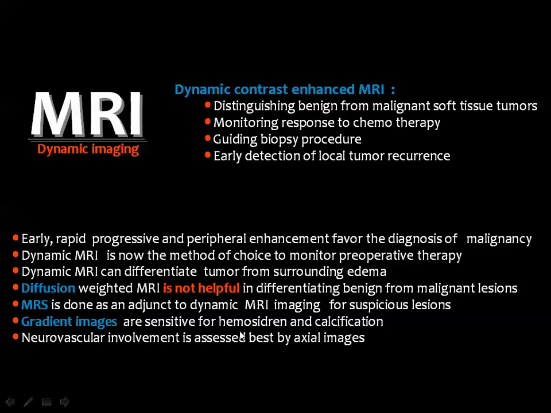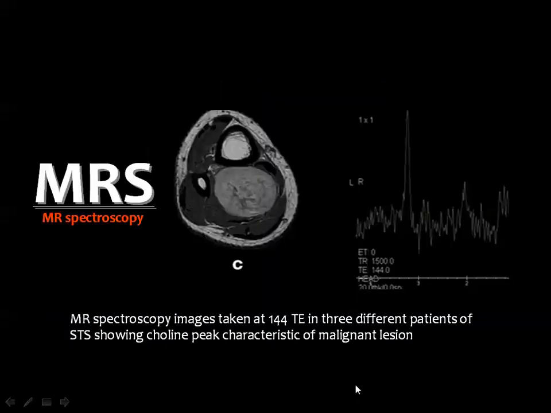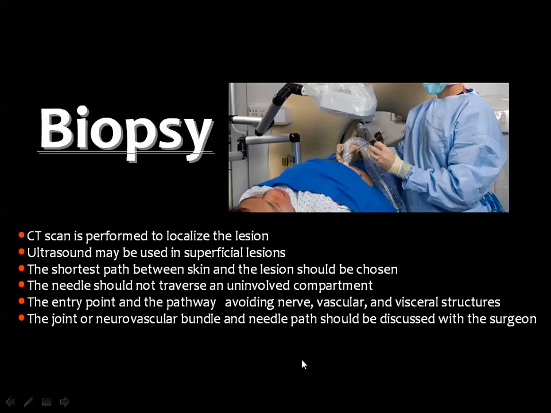Gradient images are sensitive for blood elements and calcium. They may be routinely obtained if there is suspicion of these two components in the tumor. Also, one of the important issues: if you are interested in evaluating the relation between the tumor and the neurovascular bundle, this is obtained in the axial images. As I have mentioned, MR spectroscopy may sometimes help to discriminate between benign and malignant tumors.